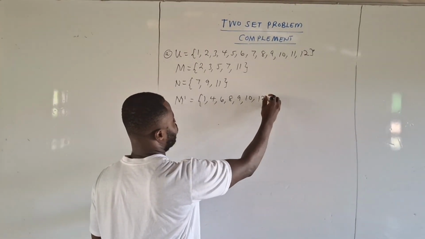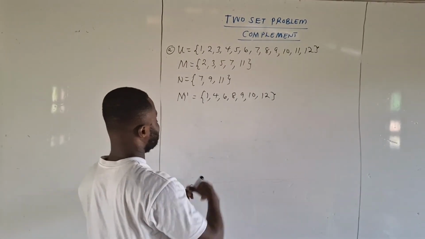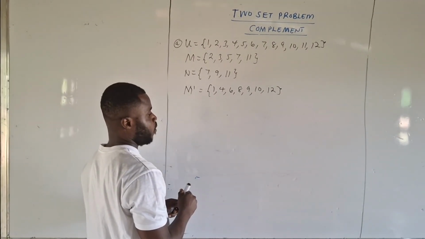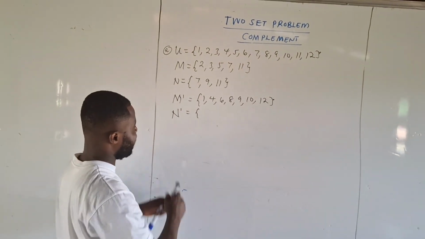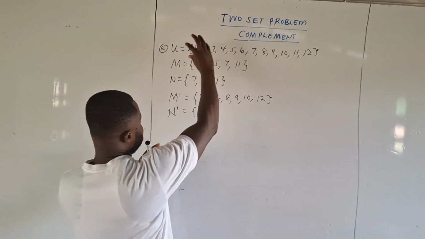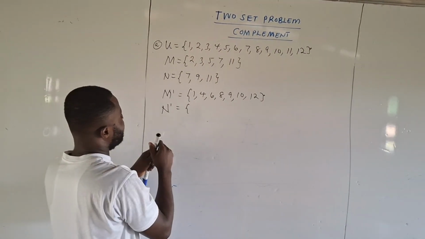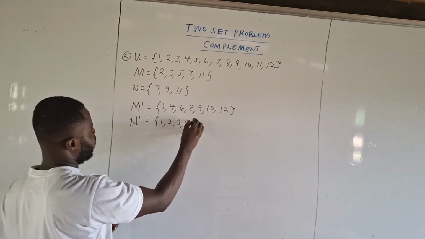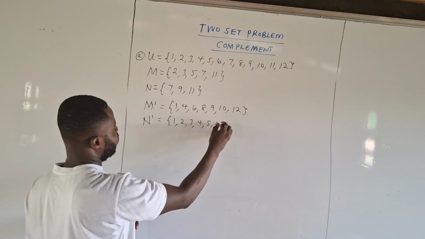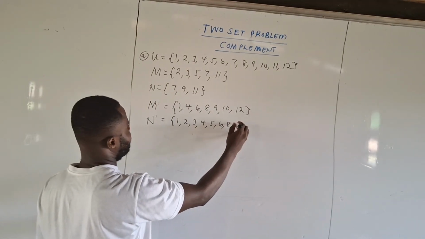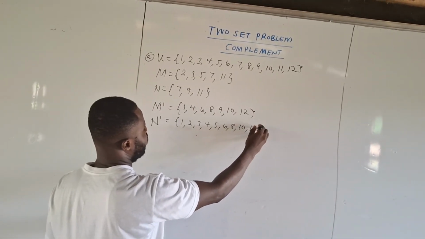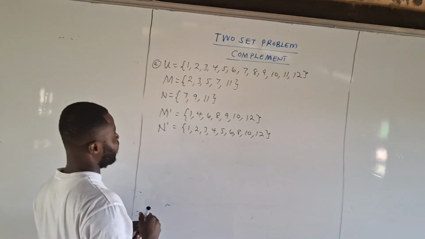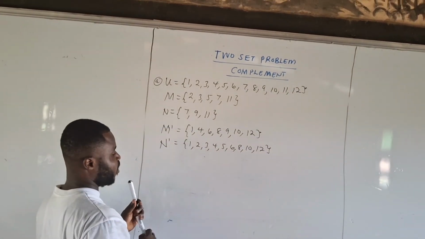Then finally we have 12. M complement: these are the numbers in the universal set that are not found in set M. So let's now look at N complement: numbers in the universal set that are not in N. So we have 1, 2, 3, 4, 5, 6, 8, 10. Then we also have 12. This is N complement. So this is what we have listed.